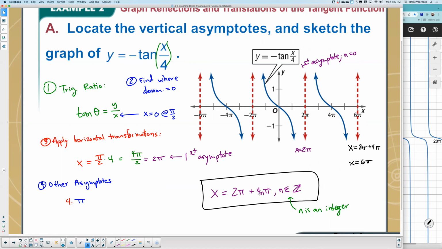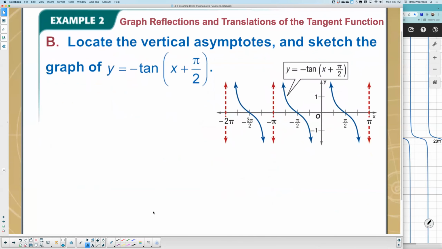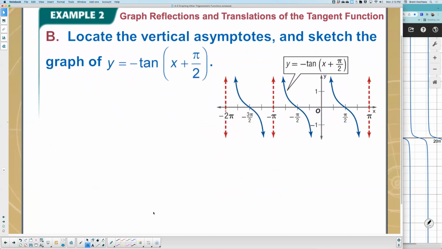Now, Francisco, the part with the n, what is that finding? How long it takes to get another asymptote. That's right. And so if n is 1, it's how long it takes to get to the first asymptote. If n is 2, how long it takes to get 2 asymptotes down. You're right. Perfect. Okay, I'm going to do one more, and then I'll let you try.